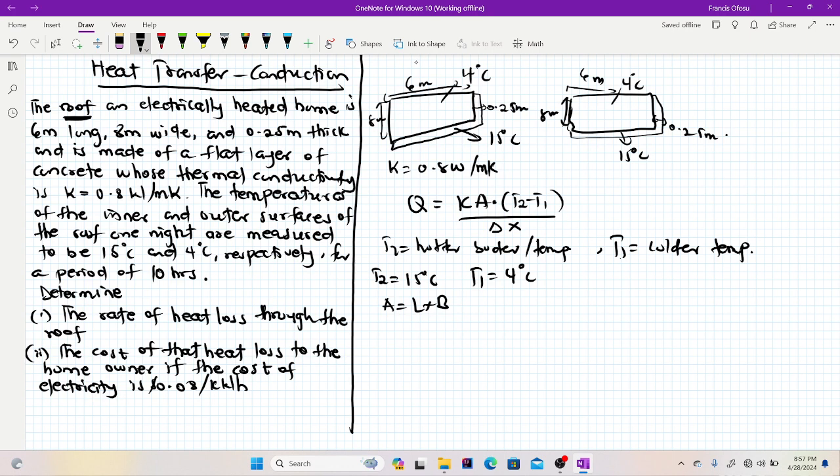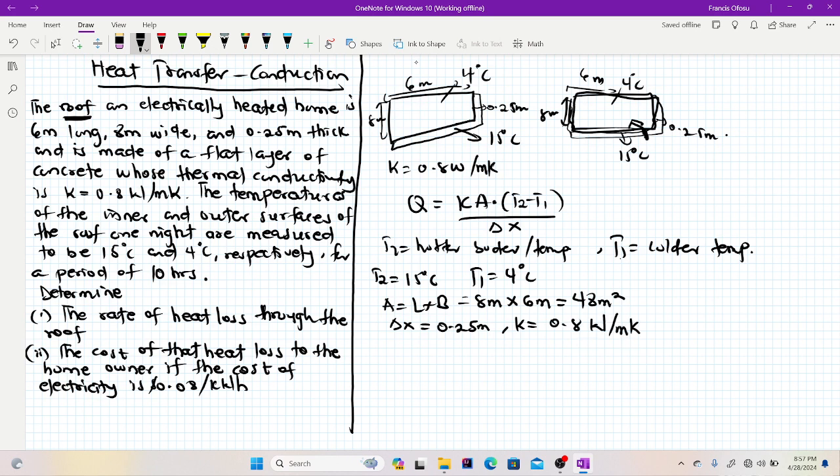To find the area, we know that area is length times width. The area of heat transfer will be across this roof. We are looking at the surface area of the roof. That is length times width, which is 6 meters times 8 meters. That gives us 48 meters squared. With the thickness, when we look at the roof, the inner part is 15. Heat will transfer from the inner side to the outer side, across the thickness. So our thickness becomes 0.25 meters, and our thermal conductivity is 0.8 watts per meter Kelvin.